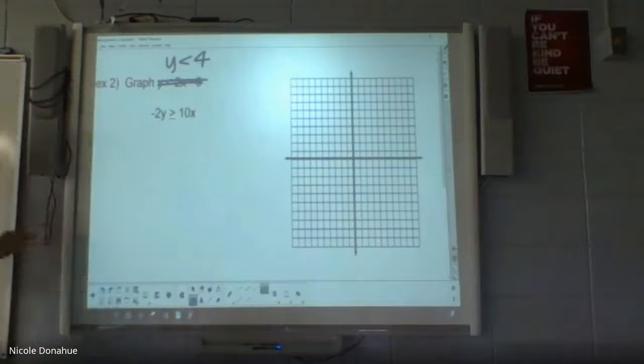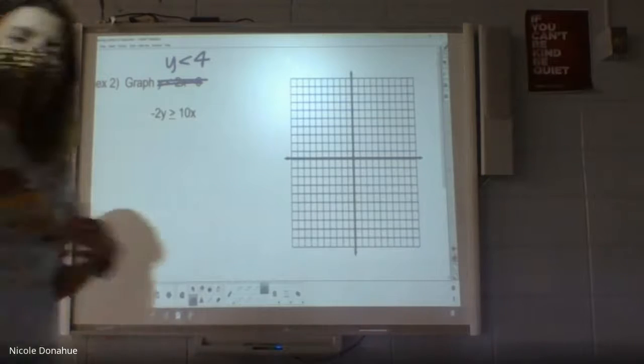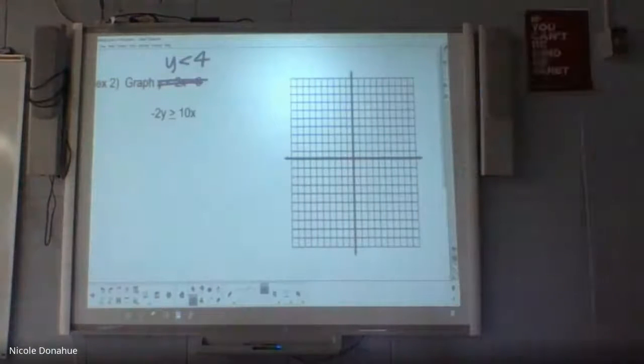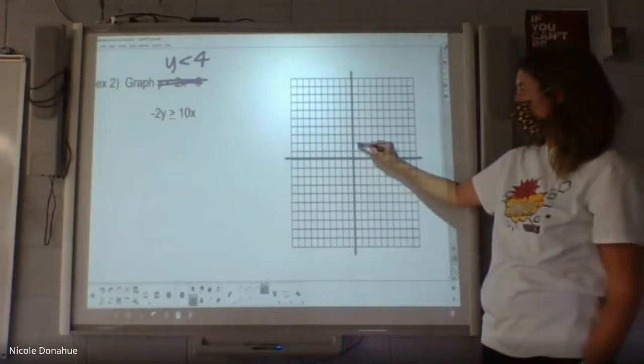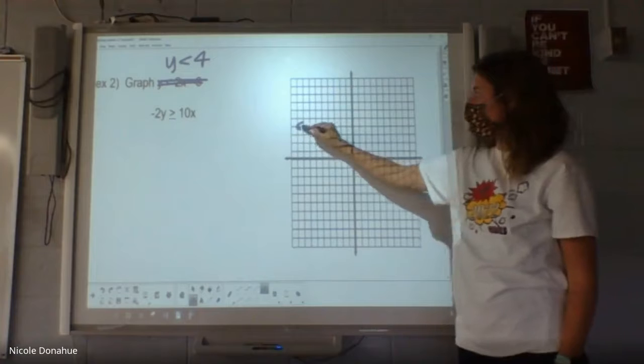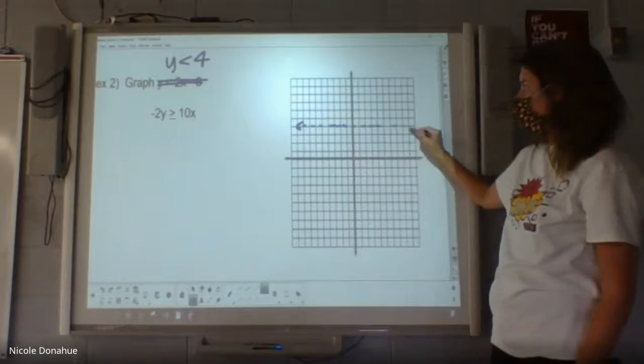Okay, let's change that. So y is less than 4. What kind of line is y is less than 4? Dotted. Yep. It's a horizontal line at 4. So 1, 2, 3, 4. We're going to make a dotted line at 4.